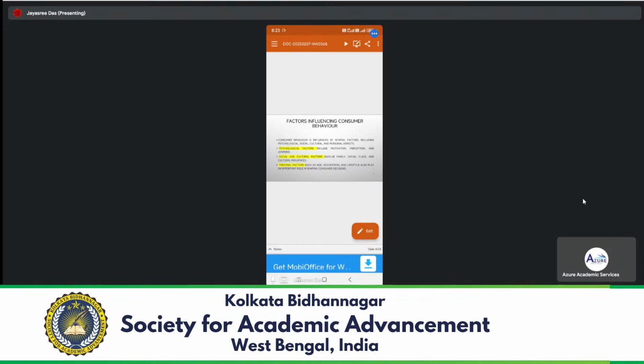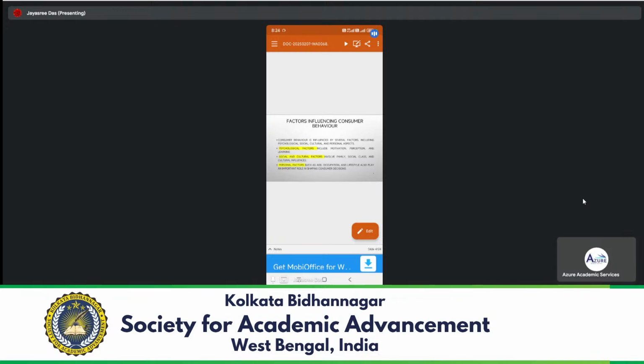Now, coming to the factors influencing consumer behavior. What are the factors? See, I have highlighted with yellow. The factors are psychological factors, social and cultural factors, and personal factors. Now, what comes under psychological factors? Motivation, perceptions, learning. What under social factors? Family, social class, and cultural influences. And what comes under personal factors? Age, occupation, lifestyle. These come under personal factors.